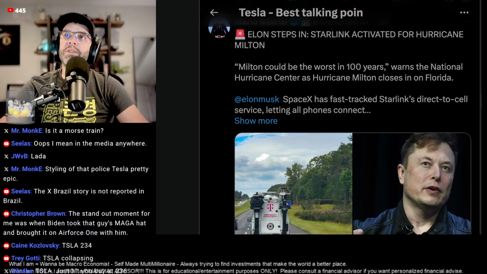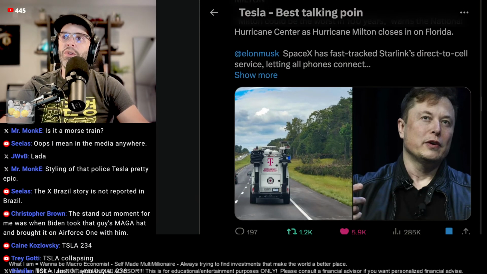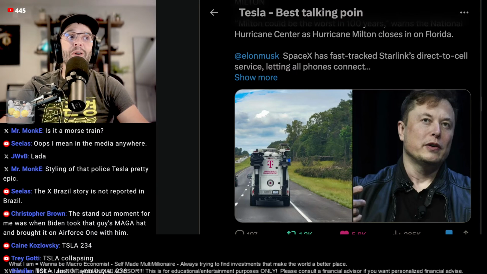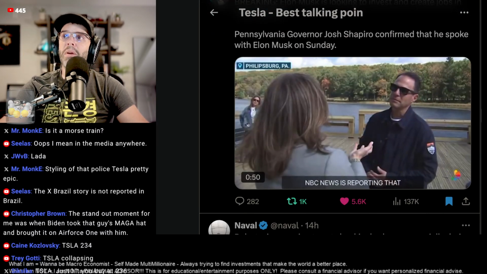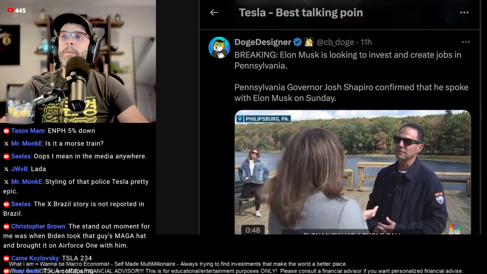Also, Elon steps in, Starlink activated for Hurricane Milton. So they went ahead and fast-tracked direct-to-cell service, making sure that people can get help when they need it right away. Again, you can hate Elon Musk, but I've got a rapper who wants to talk about Elon Musk. We're going to listen to him in a second.